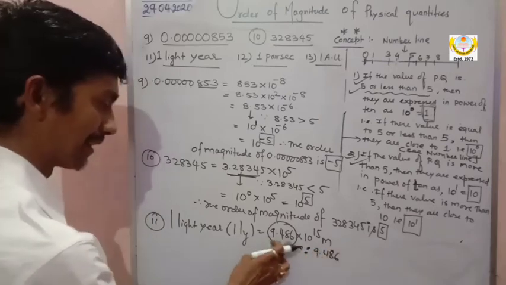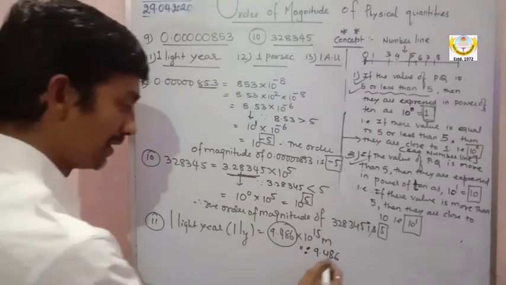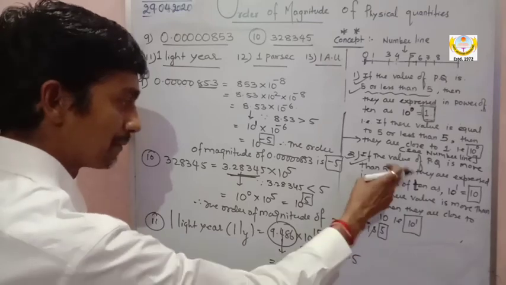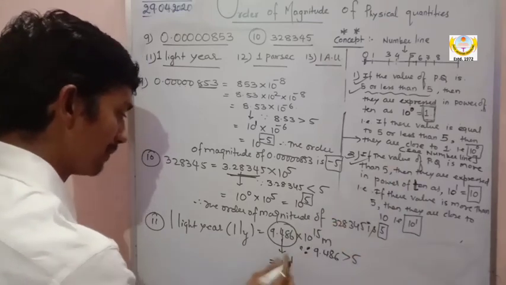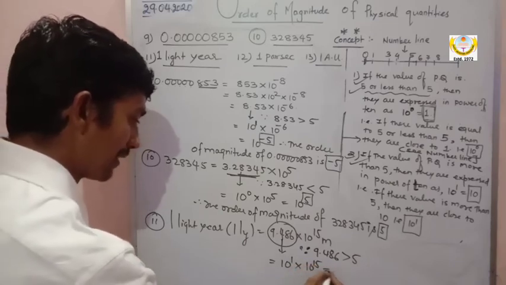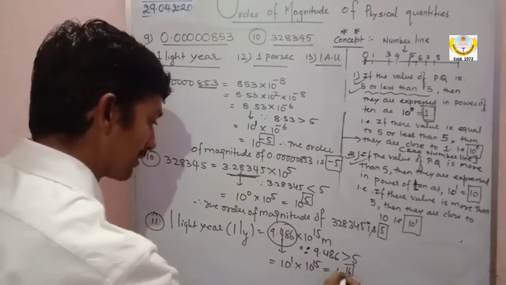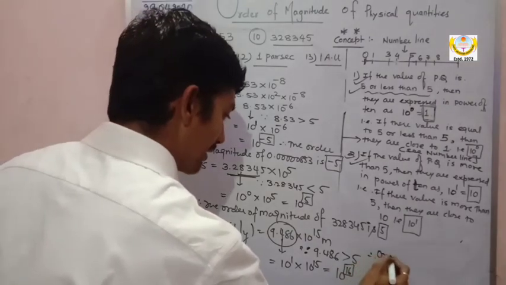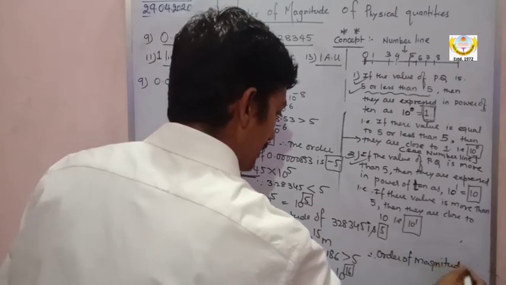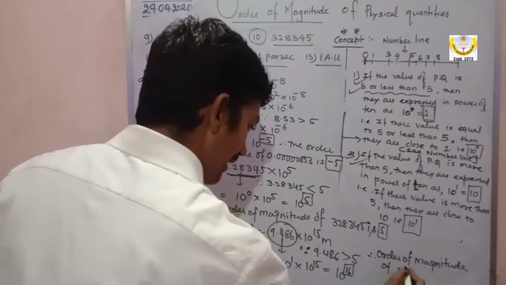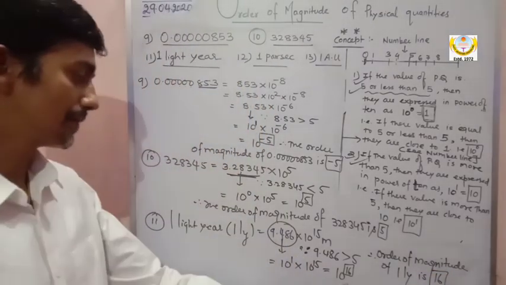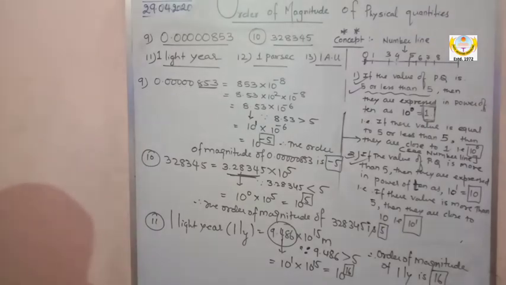Now, since 9.486 is already in one digit, and it is greater than 5, here by rule number 2 it will be 10 power 1, because it is close to 10 into 10 power 15. So 10 power 16 is the answer. Therefore, I concluded the order of magnitude of 1 light year is 16. I hope it is clear.